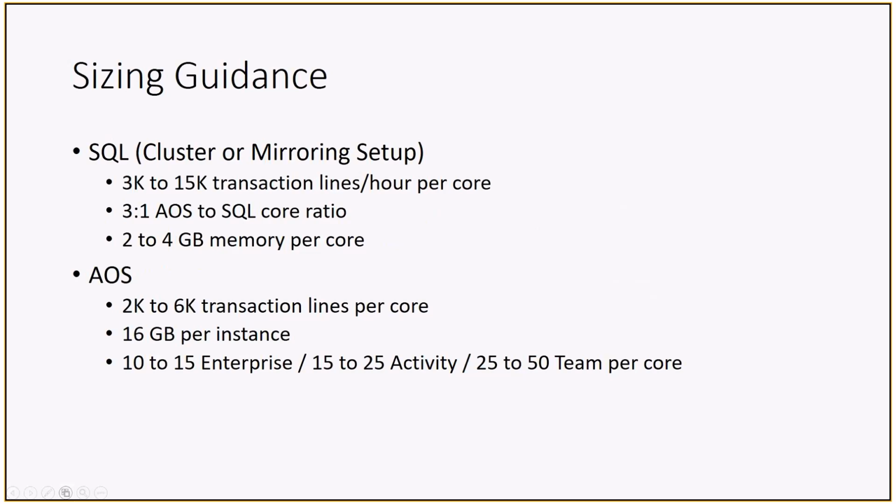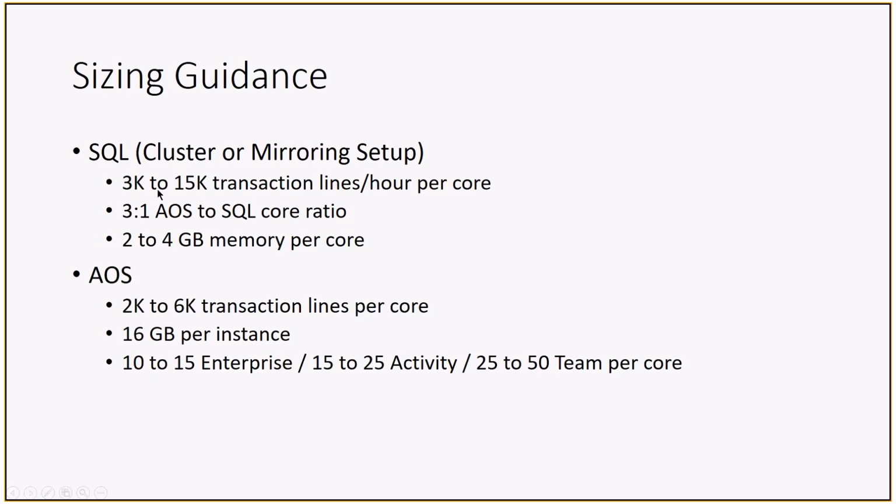Moving on to sizing guidance. We don't have very specific sizing guidance today, but we have put out some generic guidance that can help you size up your environment. What we are saying is 3,000 to 15,000 transaction lines per hour per core. This sizing is based on a per-core basis. Based on the complexity of the transactions or the modules you're using, you may want to be at the lower end or the higher end of it.